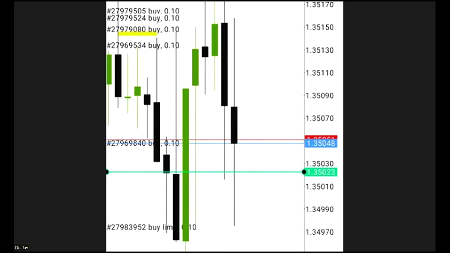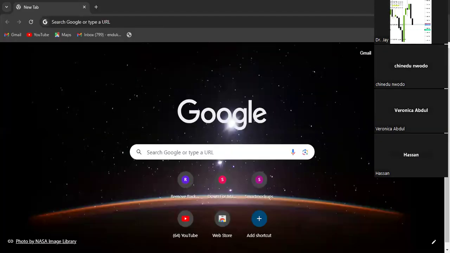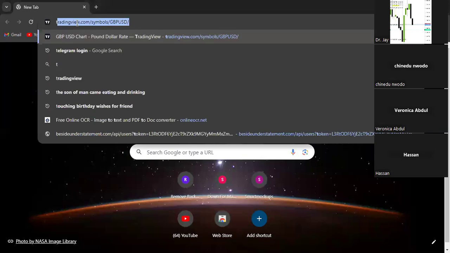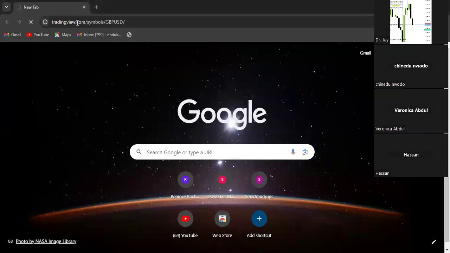Now, there are a lot of brokers that are connected to TradingView, that have their brokerage platform linked to TradingView.